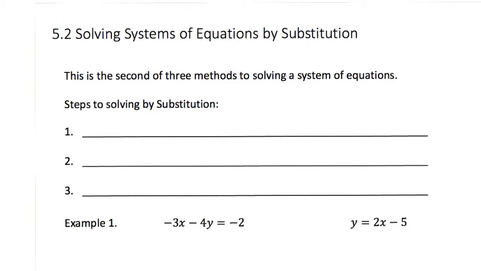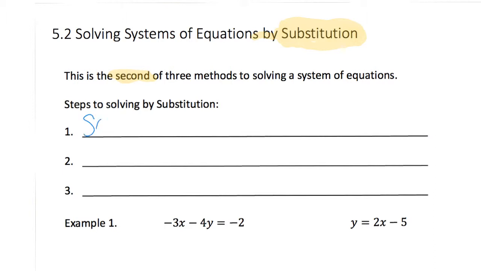All right, so the second type of systems of equations we're going to do is by substitution. So it's called substitution, and there are also 3 steps to solving this. This is the second of the 3 methods, and it has 3 simple steps.